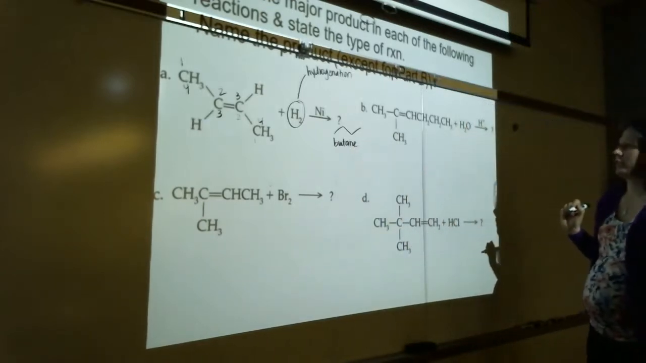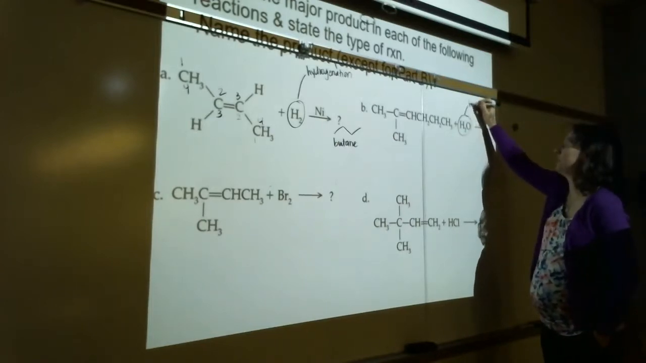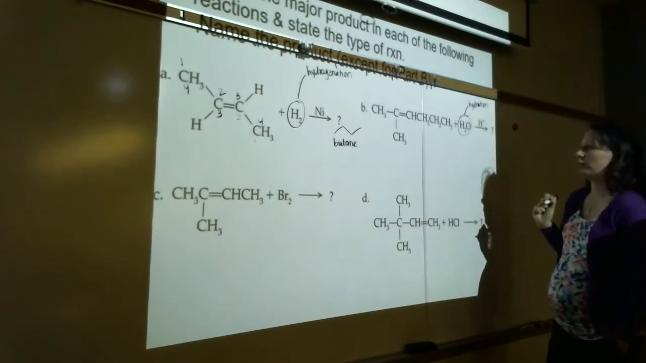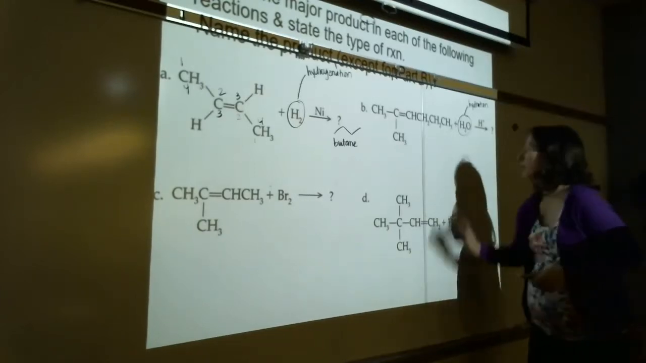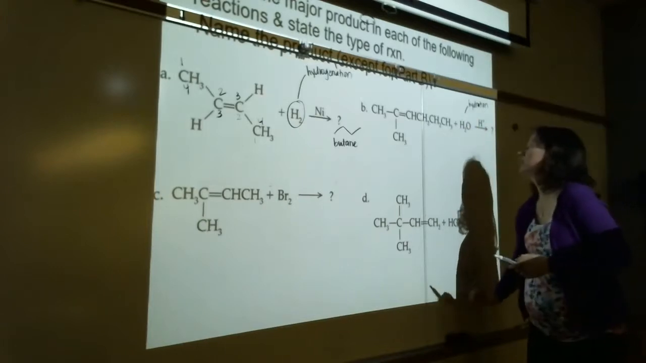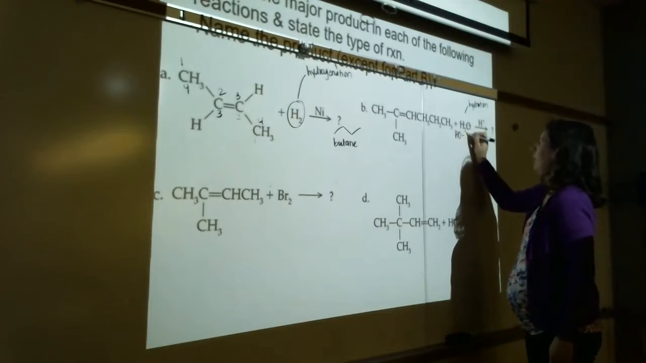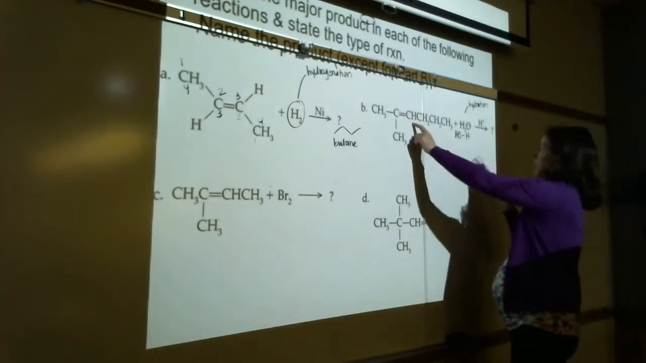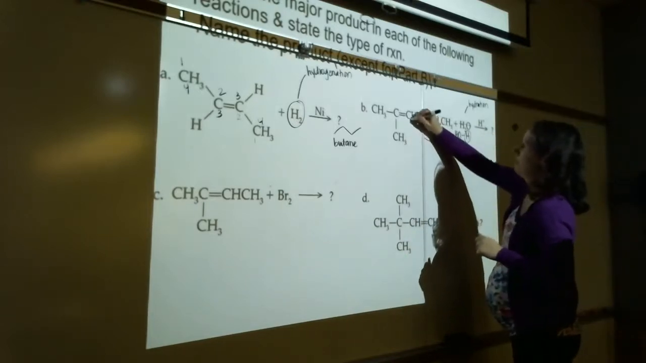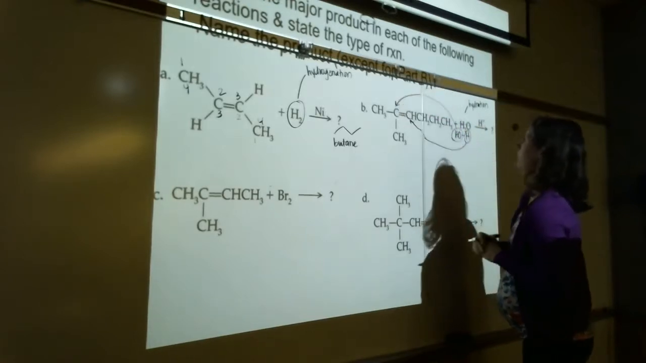What type of reaction is B? This is hydration, H-Y-D-R-A-T-I-O-N. Does Markovnikov's rule apply? Yes, it does. Where does the H go? Let's split this up and write it like that. Where does the H go? The one on that side, on the right. Right. This hydrogen goes here. The OH goes here. Right?